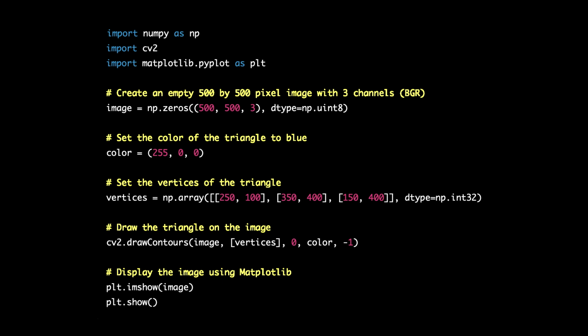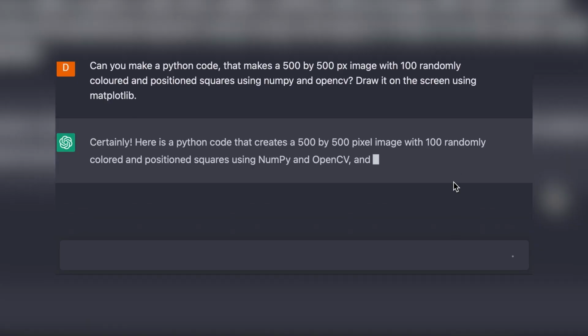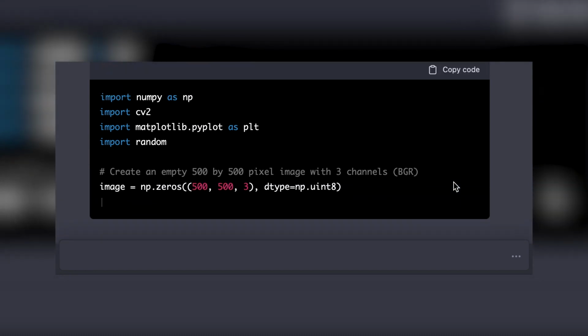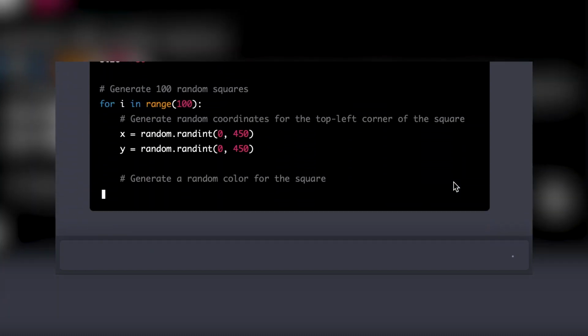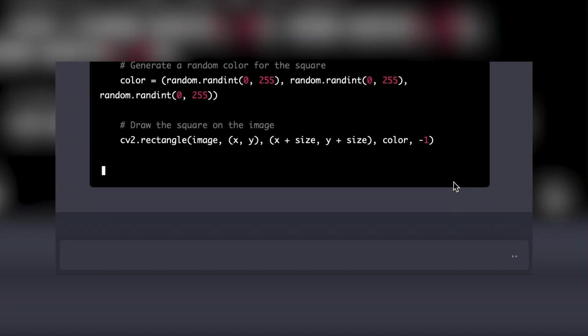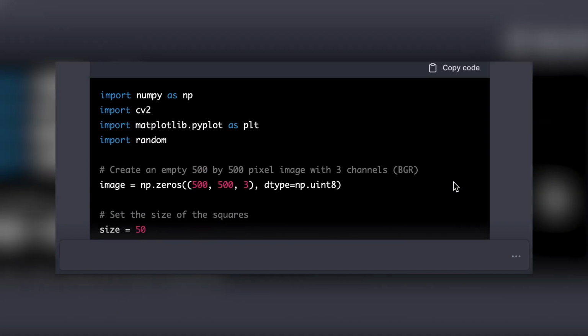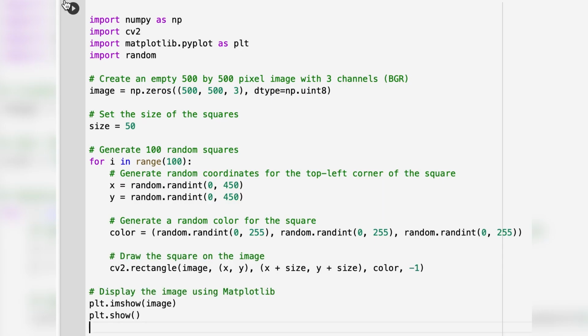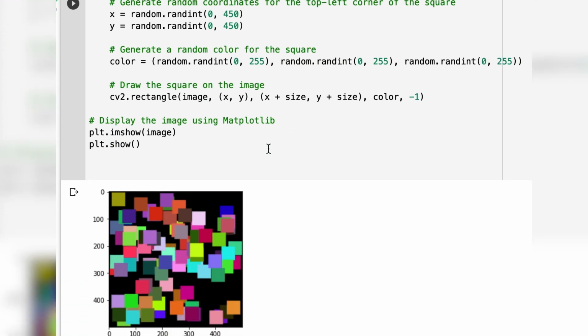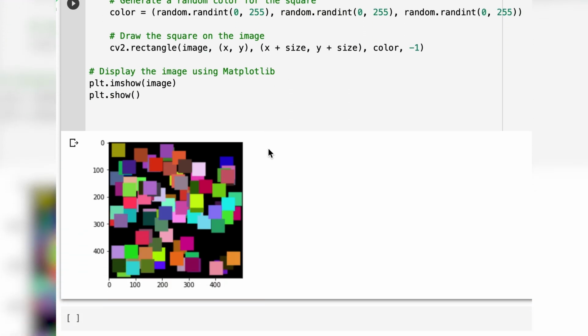So I moved on to a more challenging task, the code that draws 100 randomly colored squares in random locations. And it did great. It set up a loop of 100 iterations and picked a random position, random color, and drew a square in each of those. So it can draw simple shapes, write loops and pick colors. Can it draw something more mathematical?